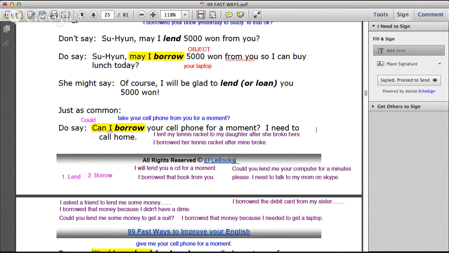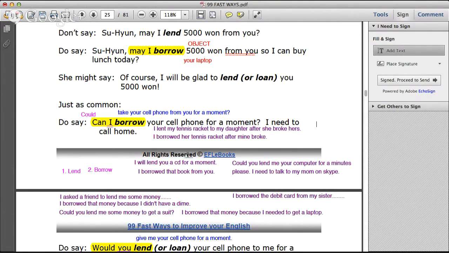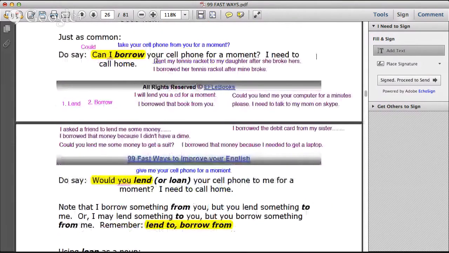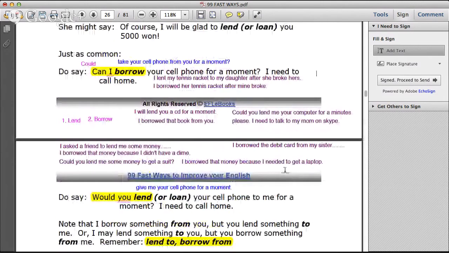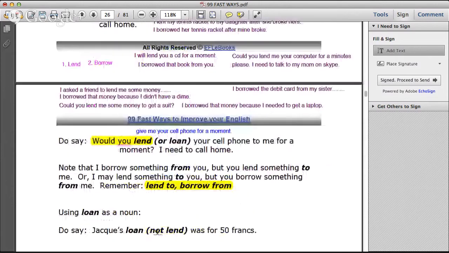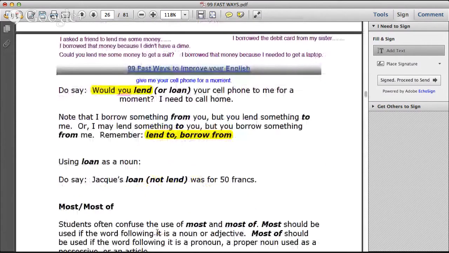Does this make sense, you guys? Any questions between borrow and lend? It'll take some practice. The biggest thing here, just remember, borrow is take. Lend is give. All right. So we've got about 10 minutes left.